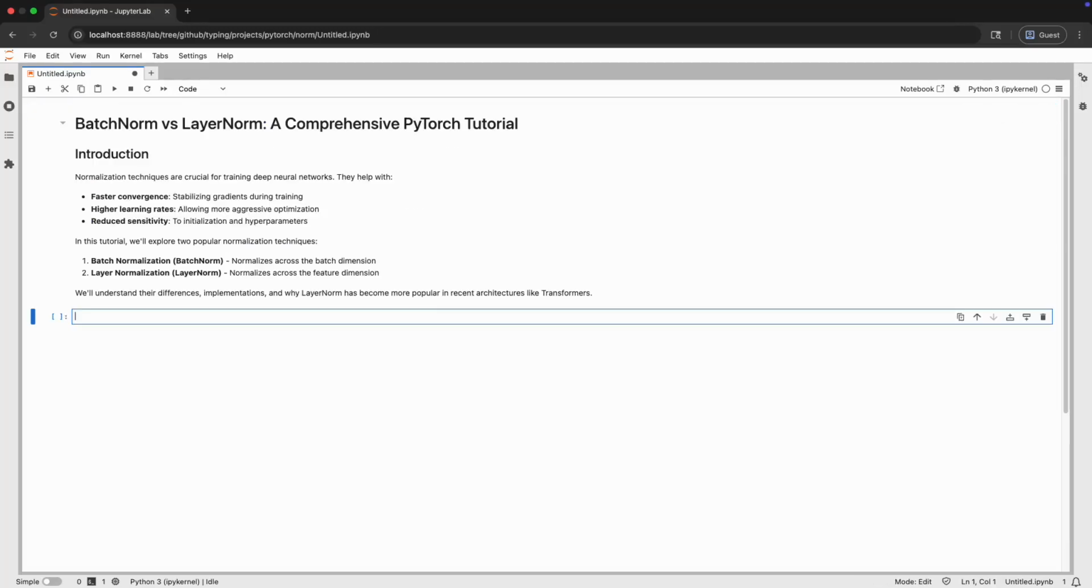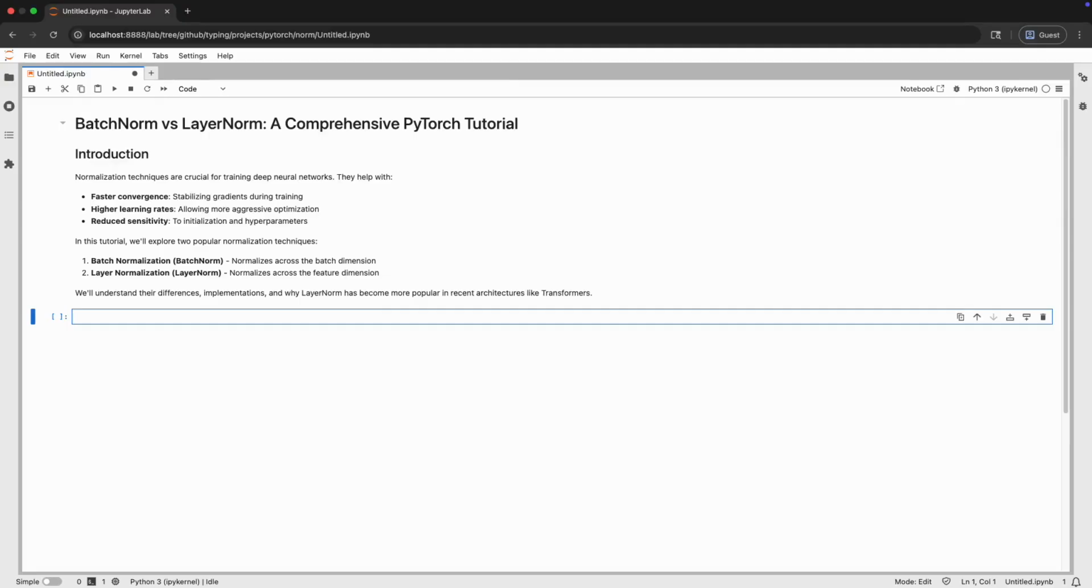Welcome to this comprehensive PyTorch tutorial on BatchNorm versus LayerNorm. Today, we're diving into two crucial normalization techniques that are fundamental for training deep neural networks. Normalization techniques help us achieve faster convergence by stabilizing gradients during training, allow us to use higher learning rates for more aggressive optimization, and reduce sensitivity to initialization and hyperparameters.